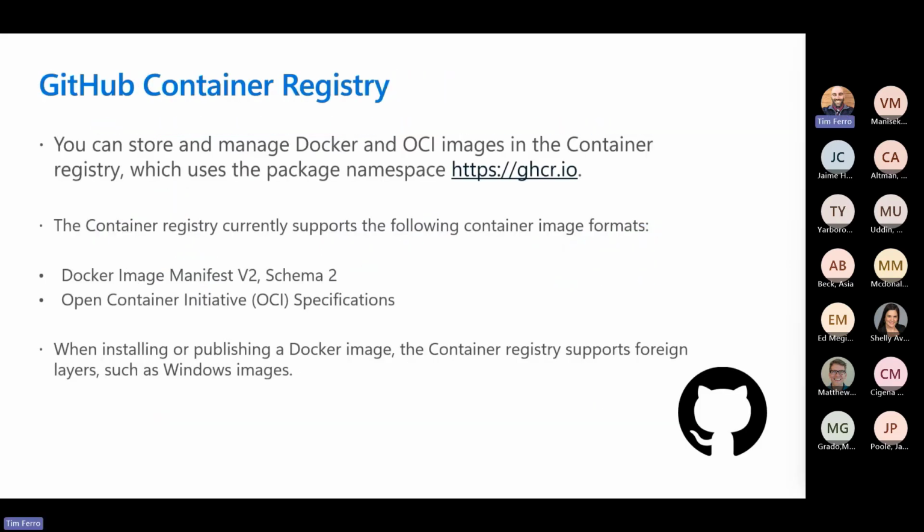GitHub as well has a container registry, which is really cool. So this container registry stores container images with your org or your personal account, and it allows you to associate the image with a repository. You can choose whether to inherit permissions from the repo, or you can set granular permissions. You can also access public container images anonymously. So just want to let everyone know, ACR is one option. GitHub has a container registry as well.